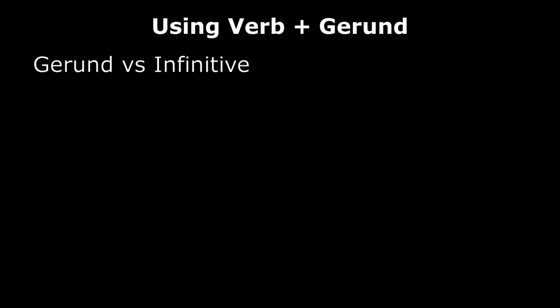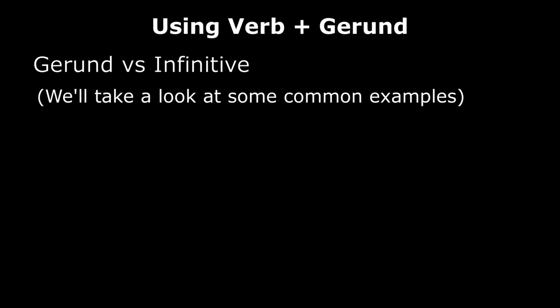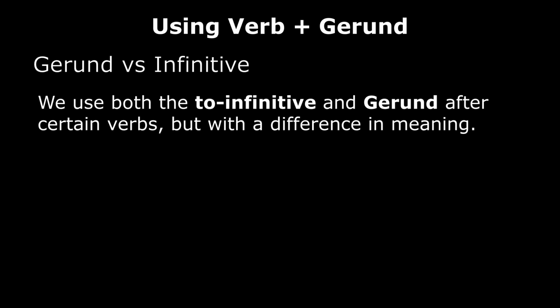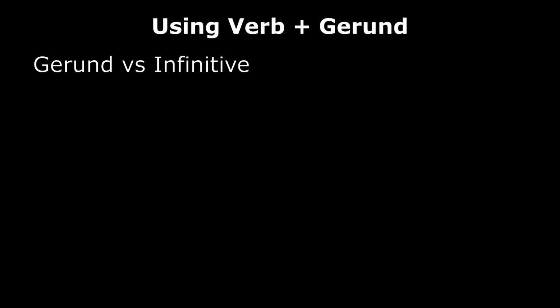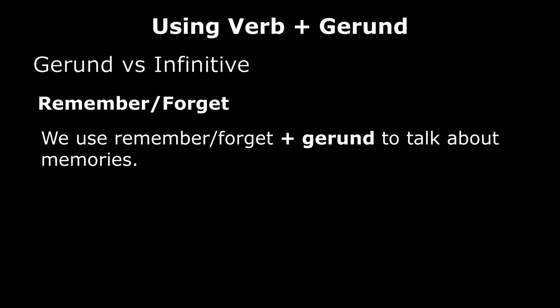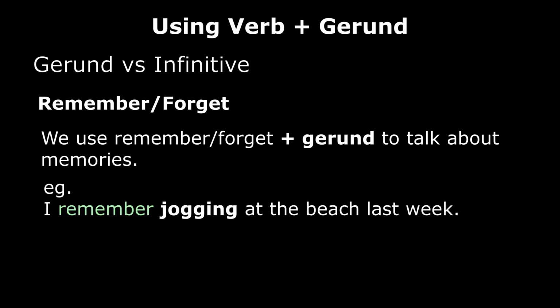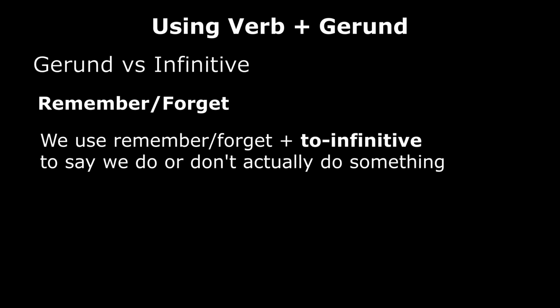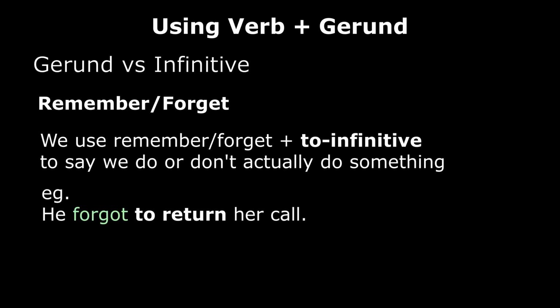Some examples to compare the use of gerund and the to infinitive after verbs. We use both the to infinitive and gerund after certain verbs, but with a difference in meaning. Remember, forget. We use remember, forget plus gerund to talk about memories. For example, I remember jogging at the beach last week. We use remember, forget plus to infinitive to say we do or don't actually do something. For example, he forgot to return her call.